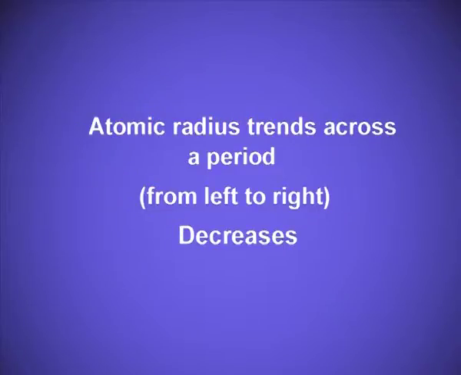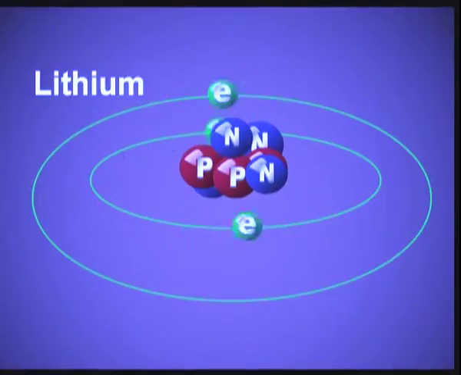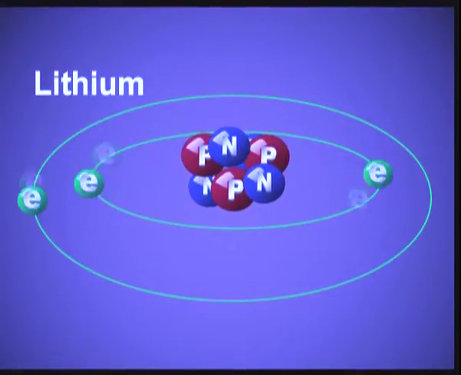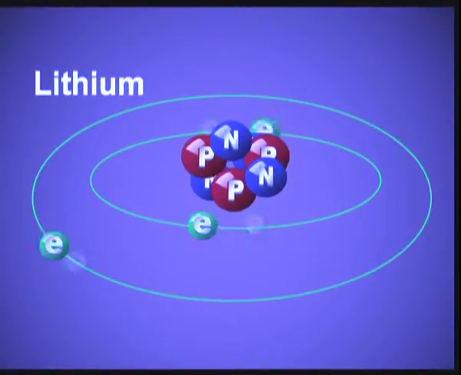Now the trend, how atomic radii varies along a period and along a group. Atomic radius along a period decreases from left to right. Now I am taking the example of the second period, that is lithium, beryllium, boron, carbon, nitrogen, oxygen, fluorine and neon. Just see, lithium, its atomic number is 3. It has 3 protons and 3 neutrons in the nucleus and 3 electrons which are revolving around the nucleus.